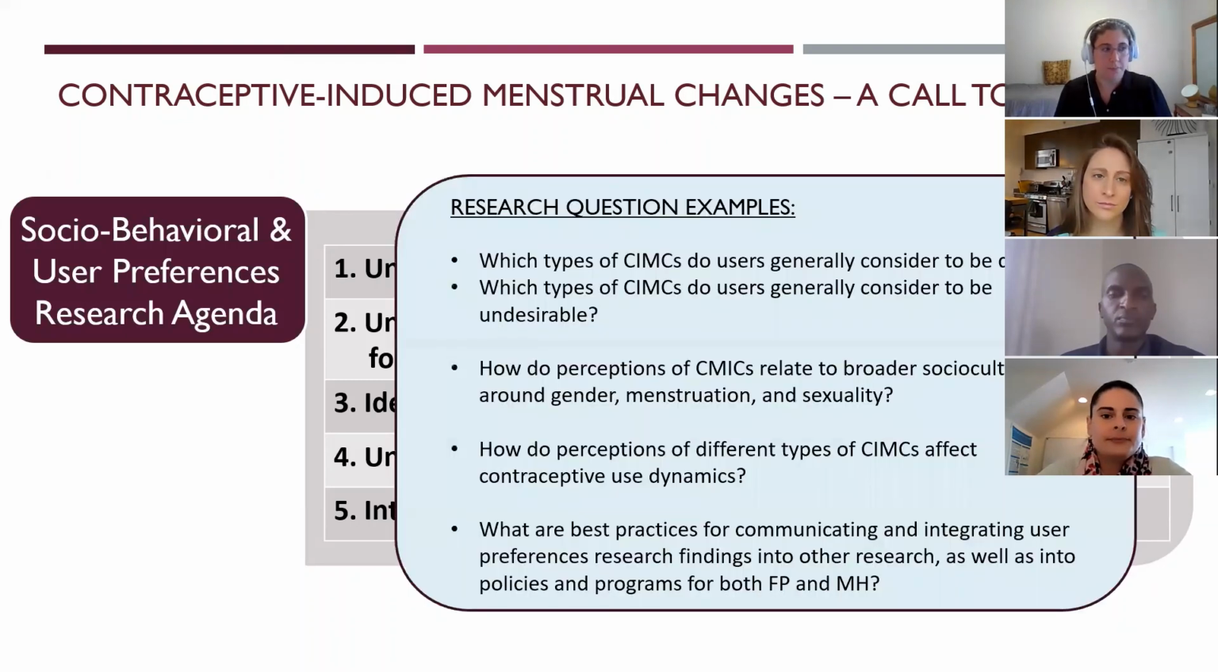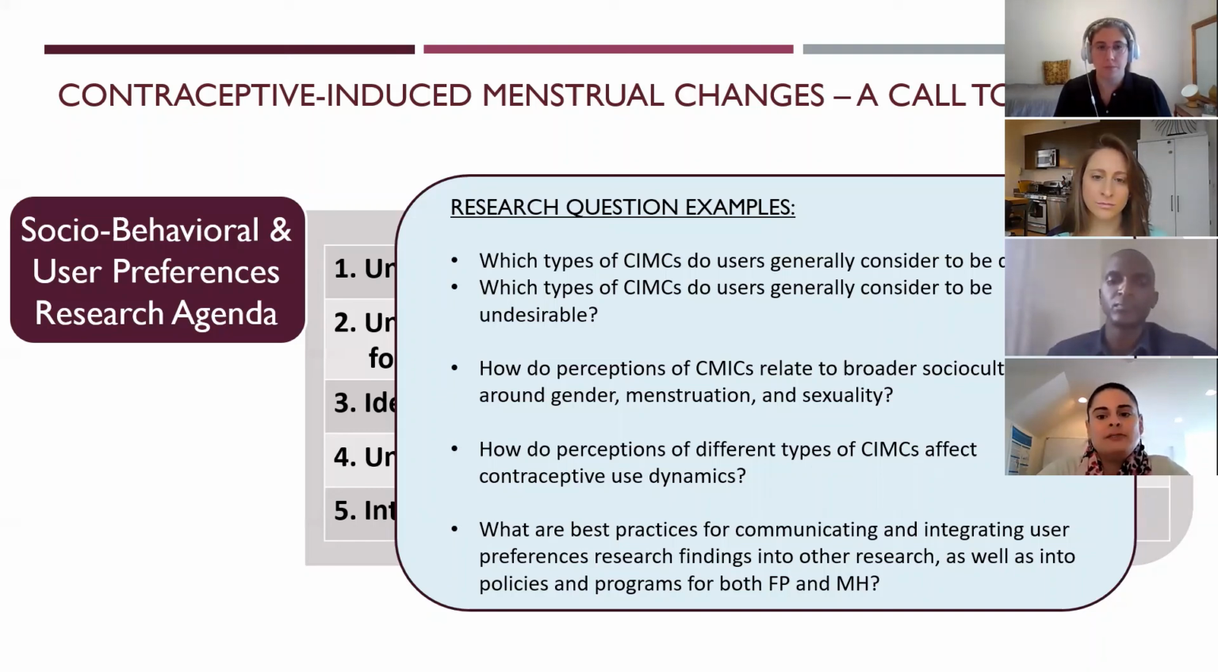Next. So within these 5 recommended areas of research, here are a few examples of some specific research questions. So which types of menstrual changes do users generally consider to be desirable? Which types do they generally consider to be undesirable? How does this differ by context and other factors? How do perceptions of menstrual changes relate to broader sociocultural norms about things like gender, menstruation, and sexuality? Again, we've heard a little bit about that today. And importantly, how do they influence one another?